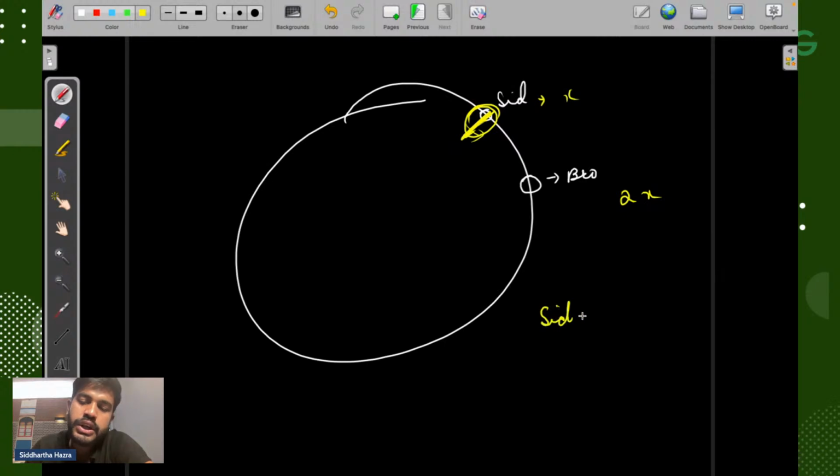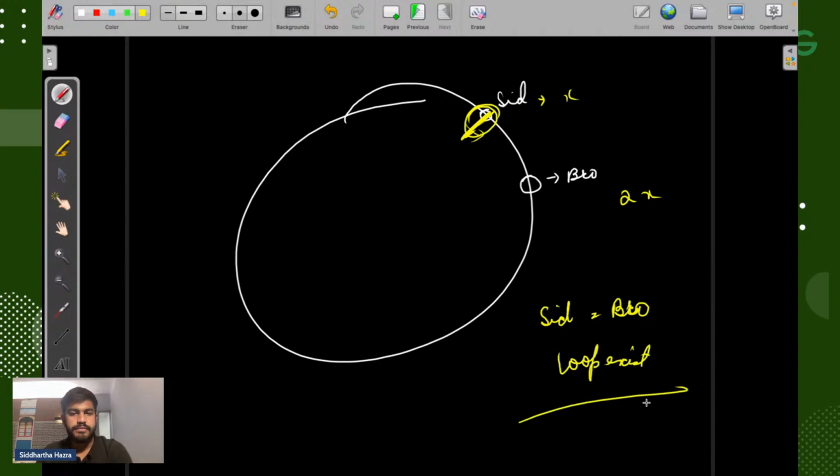OK, so at that point we would say that if my position is equal to my brother's position, then we would say a loop exists. Okay, a loop exists. Simple enough. So we would be introducing a slow pointer which would be moving one point at a time, and a fast pointer which would be moving two points at a time.